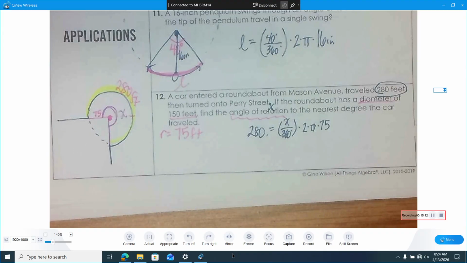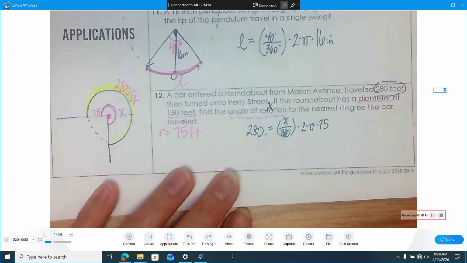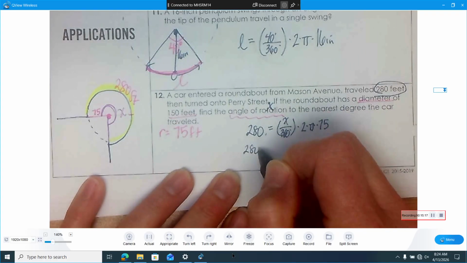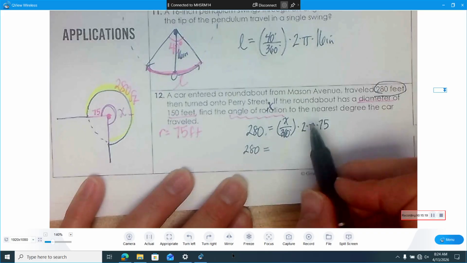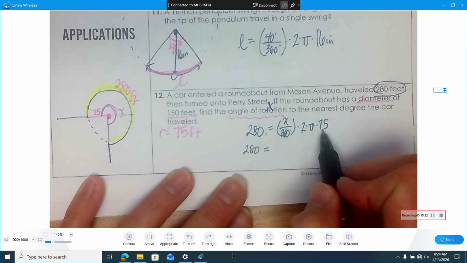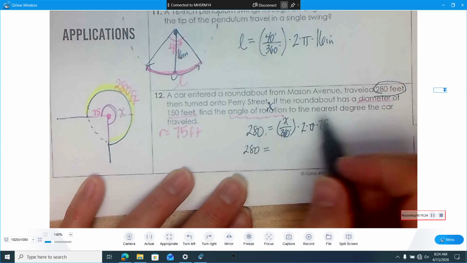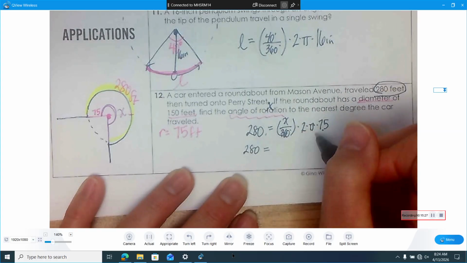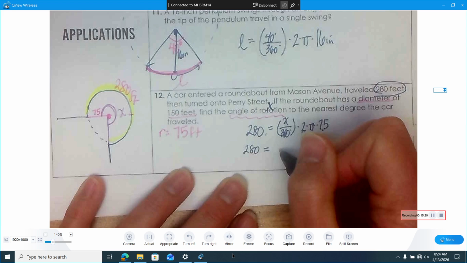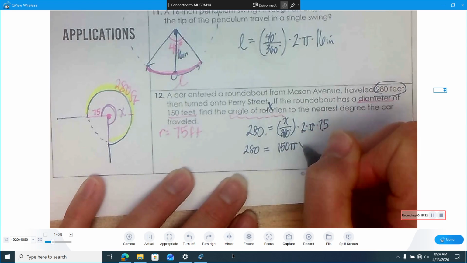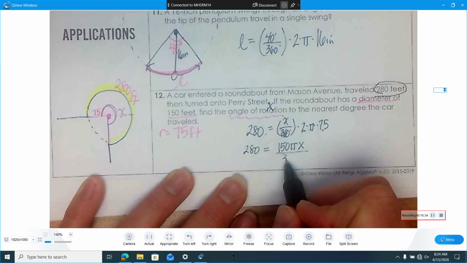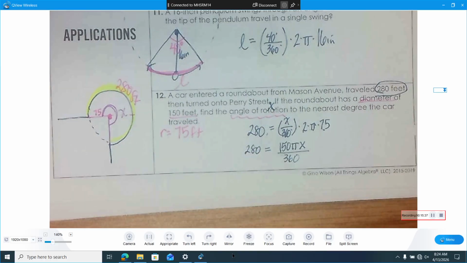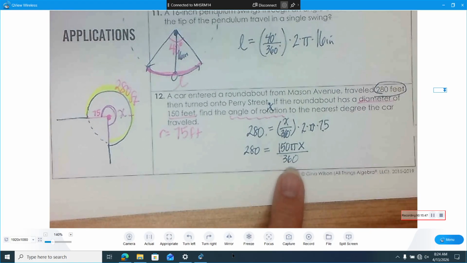So I'm going to do a little bit of cleanup here. Let's see, I have 280 equals, let's see, I have 2 times 75, which is 150. So that's 150 pi times x, all divided by 360. Do you guys have any questions on how I got that? Okay.